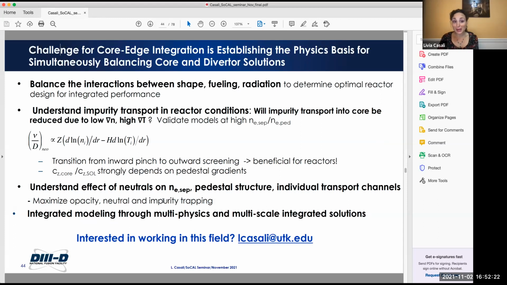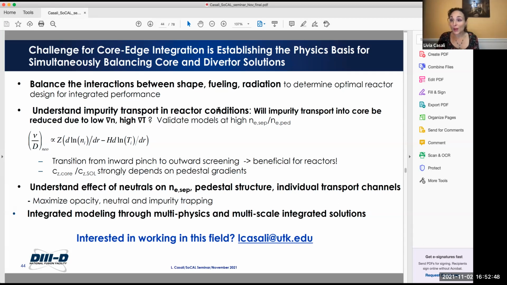This is my last slide. I would like to conclude saying that the challenge for core edge integration is really to establish the physics for simultaneously balancing core and divertor solution, balancing shape, fueling, and radiation, understanding impurity transport in reactor conditions. It will be very challenging.